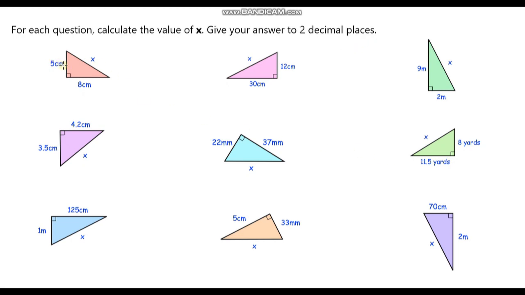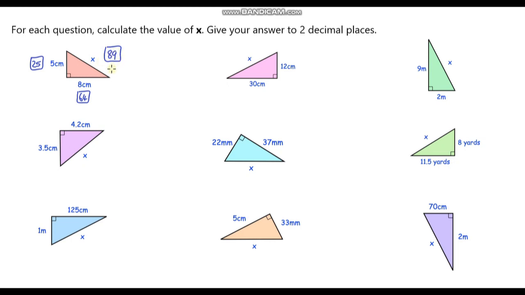Okay, the first one here. First of all, let's square each of these sides. 5 squared gives us 25, and 8 squared, I know that 8 squared is 64. So now we do 25 plus 64. That will give us 89. So we know that the hypotenuse squared is 89.